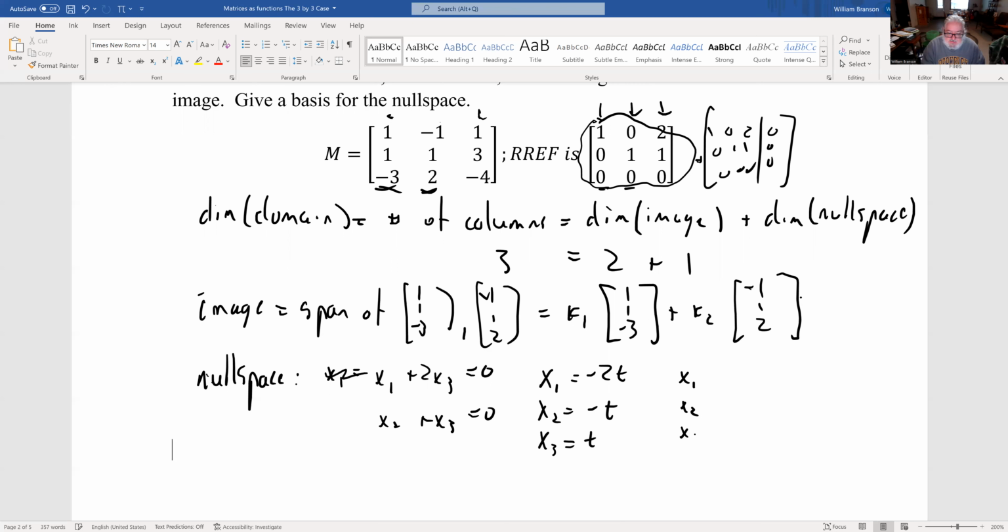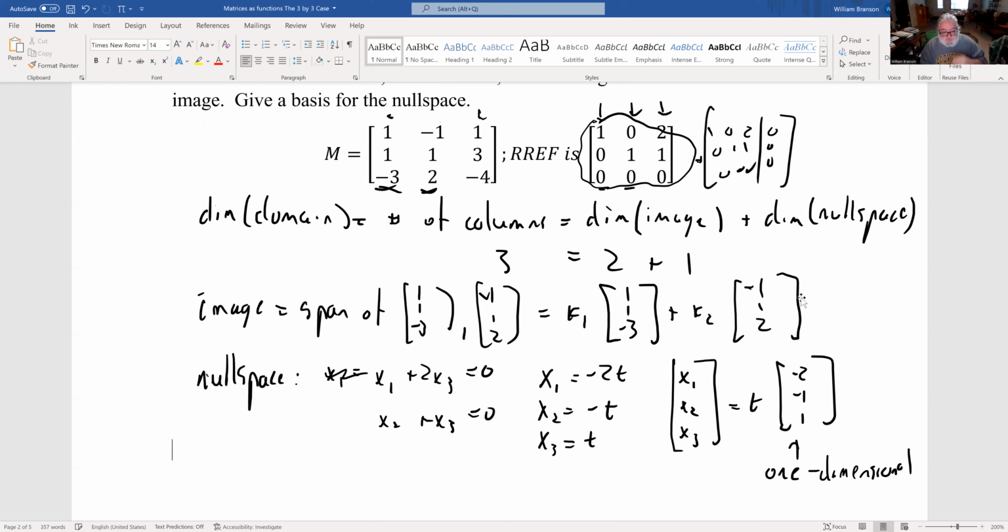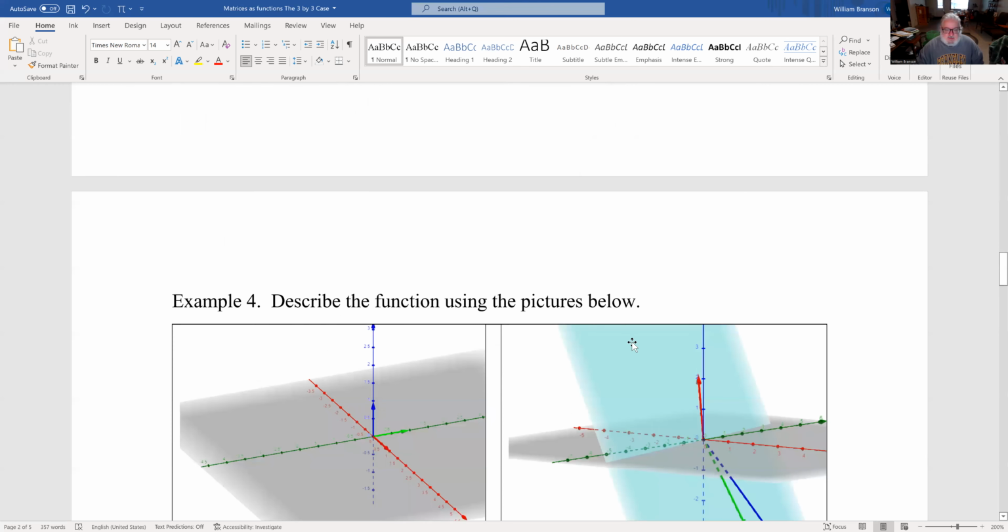So our null space is that. One-dimensional because it's the span of one vector, and the span of one vector is just a line. So: two-dimensional image, one-dimensional null space. For the image, find the leading ones; the columns that correspond to the leading ones are the basis. Then solve these equations to get the null space. Okay, so how do we think about this?